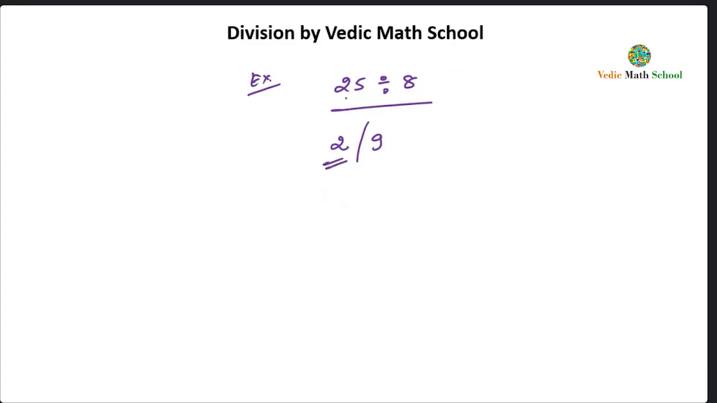But before adding the next number, the only thing is we are going to double that value. So 2 will be doubled. So 2 twos are 4. 4 plus 5 is 9.